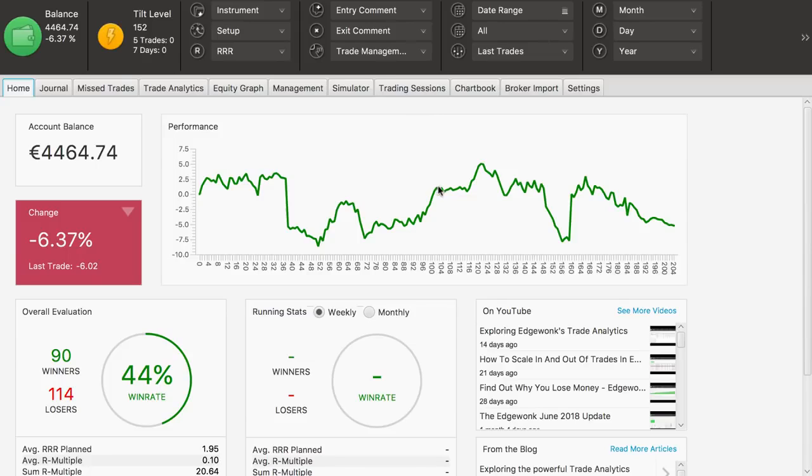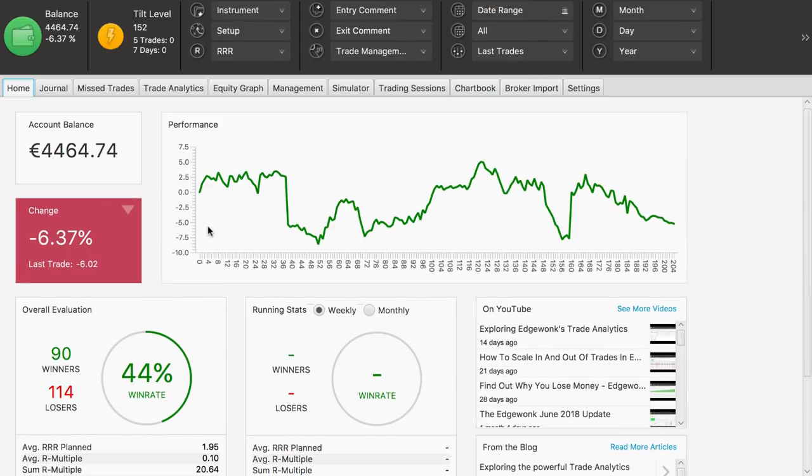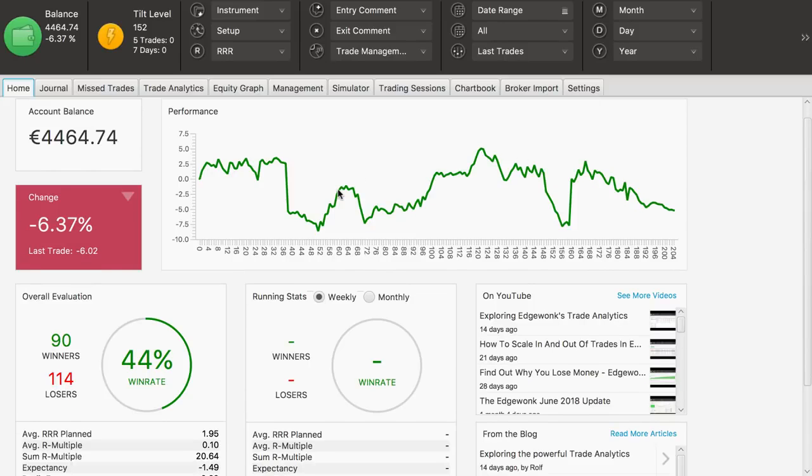Let's get started, and this is a very great example this week of how to use Edgewonk to find out where to go next, how to improve your performance. So we can see at first glance the trader is hovering pretty much around break even. Currently he's in a negative phase, -6% overall down on his account, and we see that there are periods of very sudden drawdowns where the trader is losing quite a bit in a short amount of time. There are periods where the trader is doing well. So let's try to see if we can find out how to get the equity curve in the right direction and where the problems of this trader are.